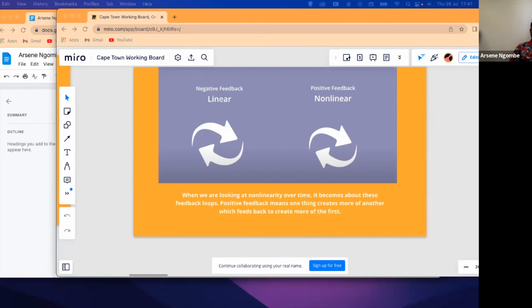So the more is creating more. When you have more, it's adding more, and that creates the non-linear process of change, because it is compounding upon itself. I think that's an important point that we also need to keep in mind as we're talking about linear and non-linear in that process.